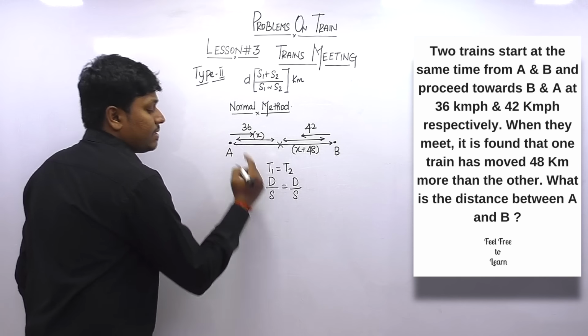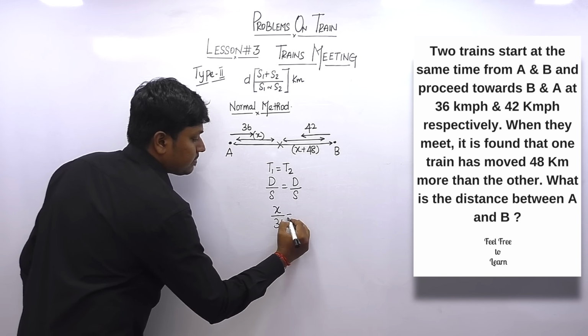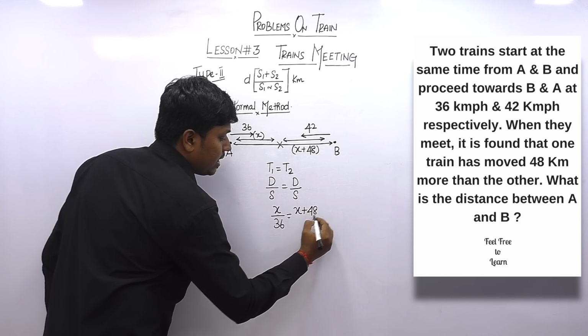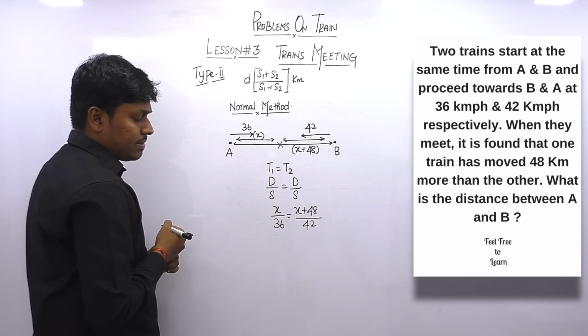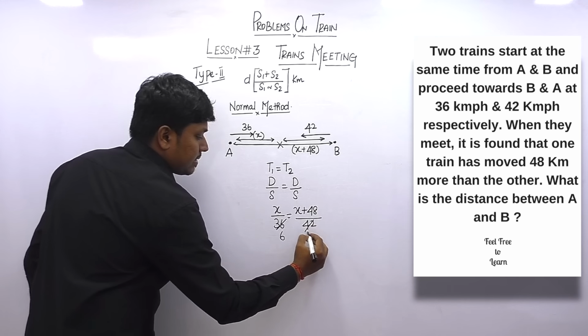In the first case, the distance traveled by the train will be x and the speed of the train will be 36. In the second case, the distance traveled by the train will be x plus 48, divided by speed 42. So I think now we can cancel this on the 6 table. 6 6s are 36, 6 7s are 42.